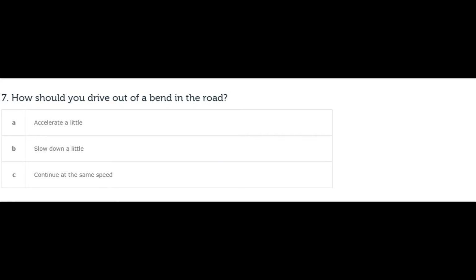Question 7. How should you drive out of a bend in the road? A. Accelerate a little. B. Slow down a little. C. Continue at the same speed.